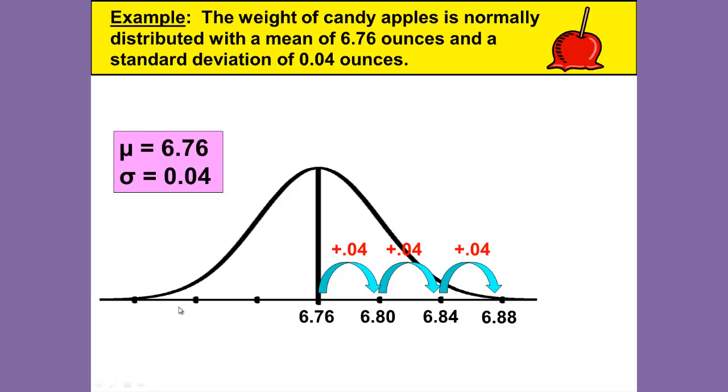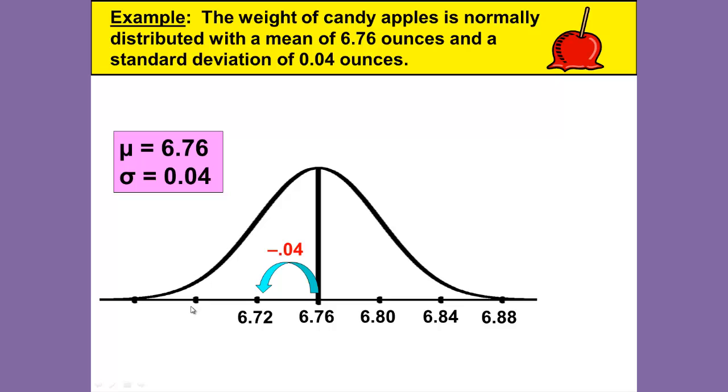We can then go below the mean by subtracting the standard deviations. One standard deviation below the mean would be 6.72. Two standard deviations below the mean would be 6.68. And three standard deviations below the mean would be 6.64.